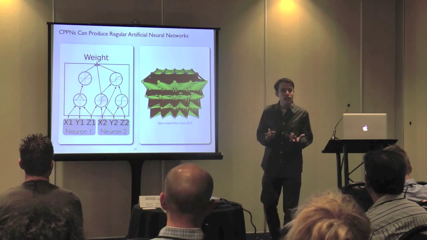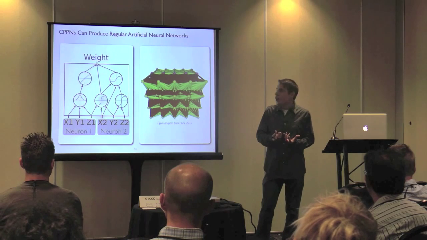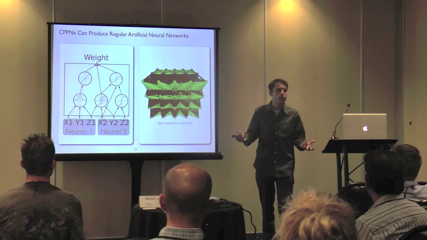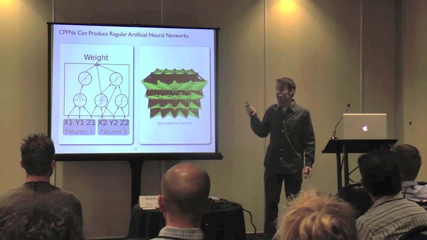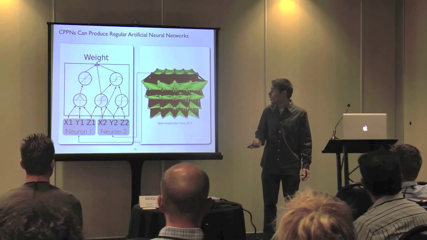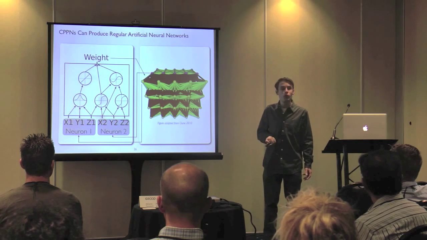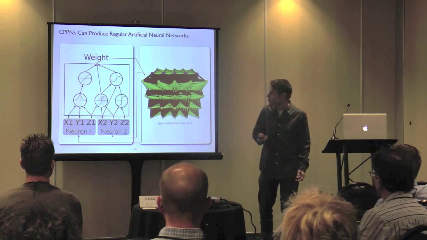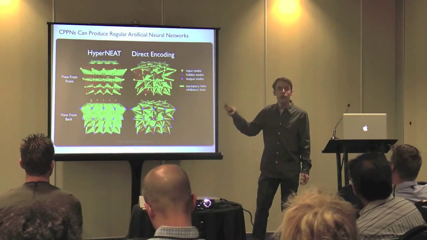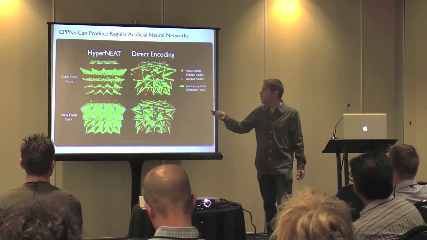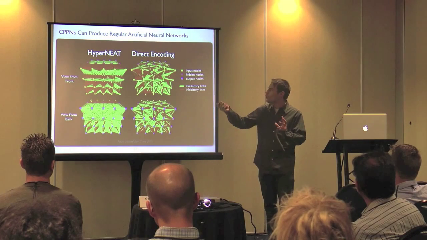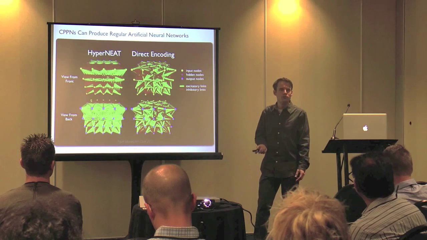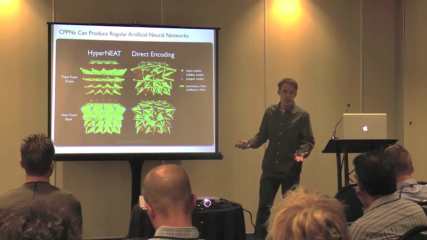We can easily extend this idea of a CPPN to artificial neural networks. Instead of the coordinates of a pixel, we now give it the coordinates of two neurons. We get the output of the network, and we see that as the connectivity between those two neurons. If we do this for an entire network, we can see that HyperNEAT produces these beautiful regular networks, while a direct encoding will produce highly non-regular networks.